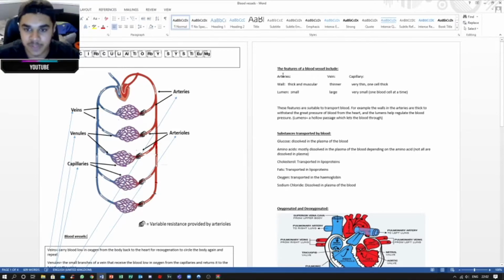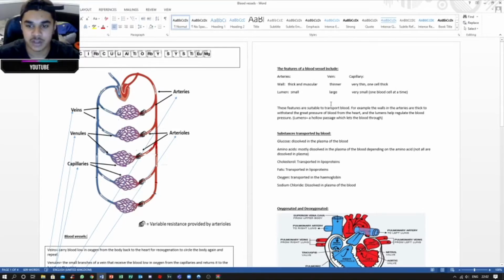So here we have a table which I made. We have the arteries, which have a thick and muscular wall to withstand the pressure that the heart pumps the blood at. And then the lumen is small. And then the vein has a thinner wall and a large lumen. And the capillary has a very thin, one cell thick wall, and the lumen is very small, only one cell can pass through at a time.